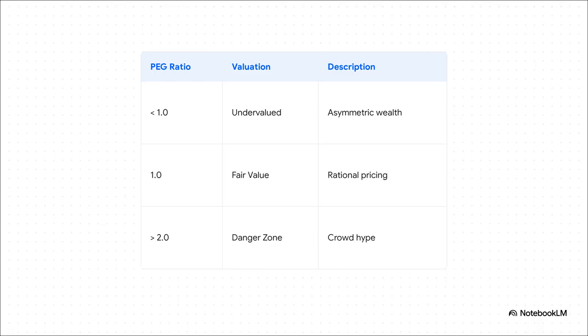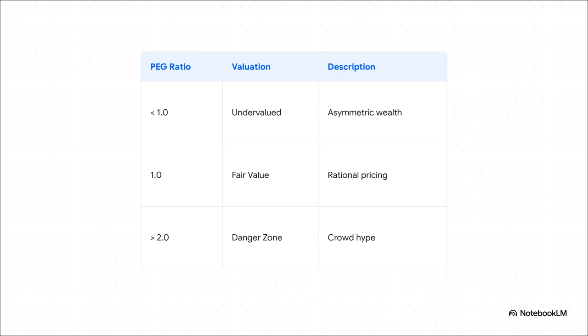First up, a PEG ratio below 1.0. This is the undervalued growth lane. It's the ultimate sweet spot. It means the company's growth velocity is completely outstripping its price tag. The market hasn't fully priced in that explosive compounding engine yet. This right here is where asymmetric wealth is secured. Undervalued hypergrowth.